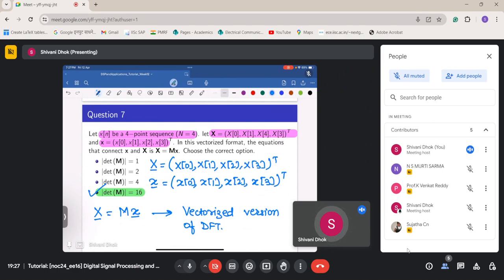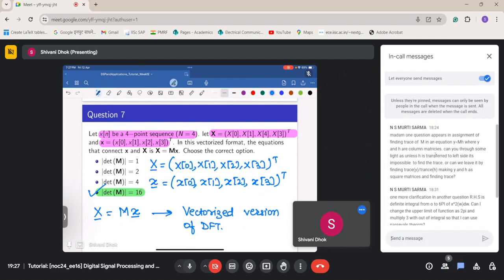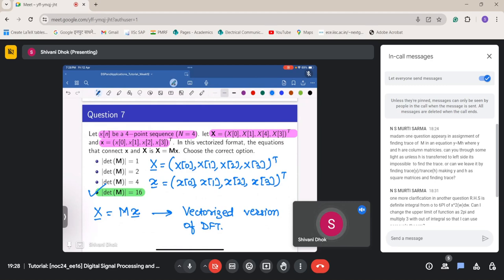Yeah, so similar question was there in chat. So one question appears in assignment of finding trace of m in an equation y equal to mx, where y and h are column matrices. Can you throw some light, as unless h transfer to left side it's impossible to find the trace, or can we leave it by finding trace of y and by trace of h, making y and h as square matrices and indicate finding trace? As far as I understand, this y equal to mh should be some kind of relation as there in this particular equation.